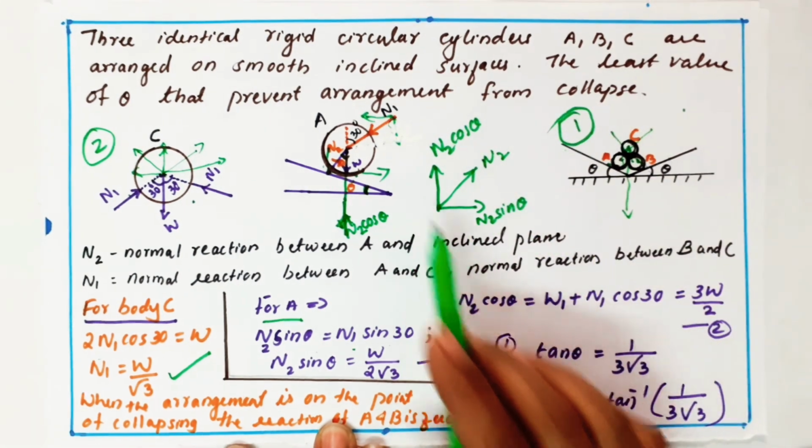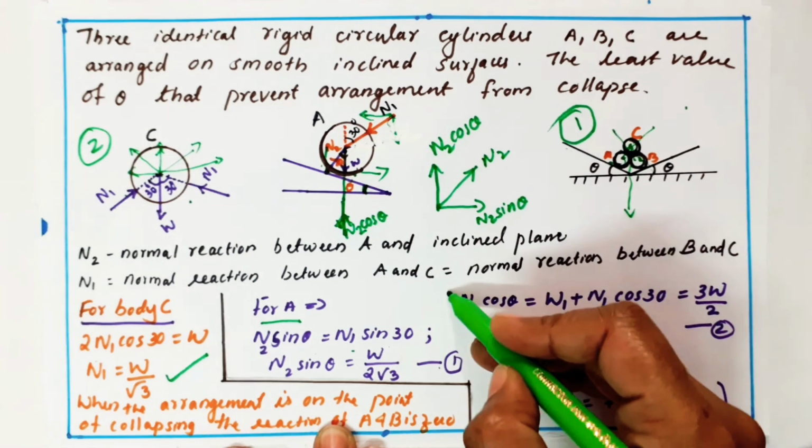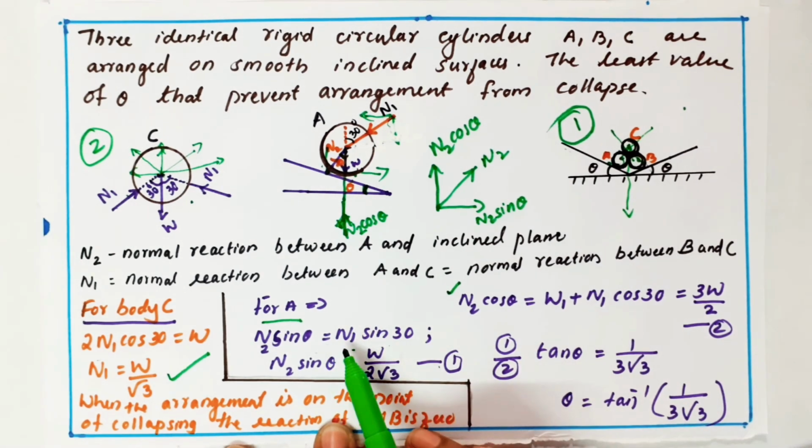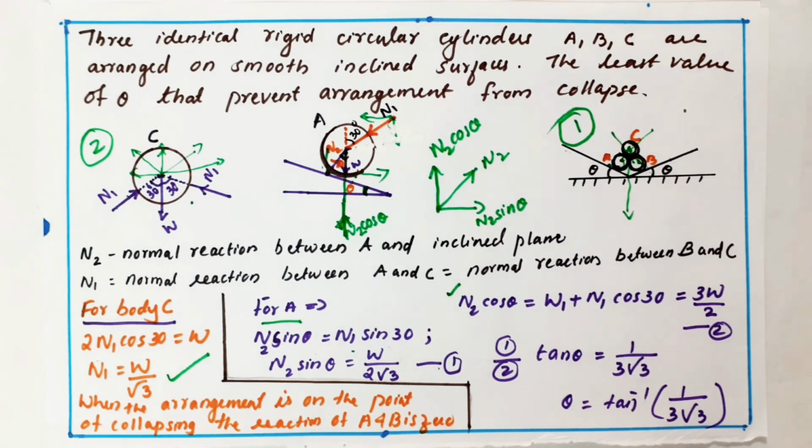Therefore, we understood that N2 cos theta and W1 are oppositely directed. That is the only idea you should have. So this equation I got. And these are your opposite horizontal components. In this case, the horizontal components will come as N2 sin theta is equal to N1 sin 30. We are equating those and getting the result. So these types of questions you have to practice from this chapter.